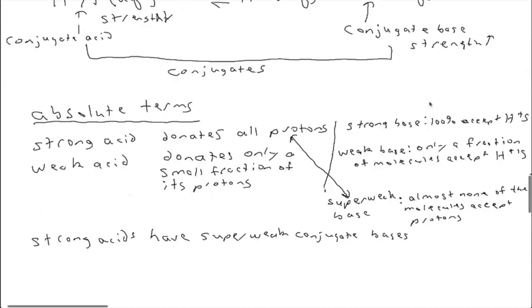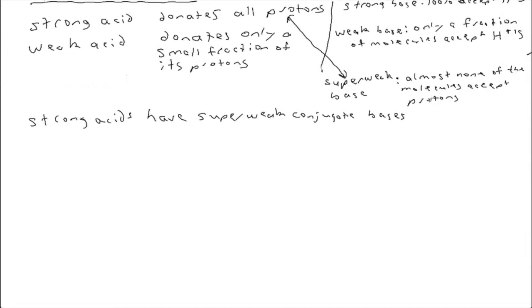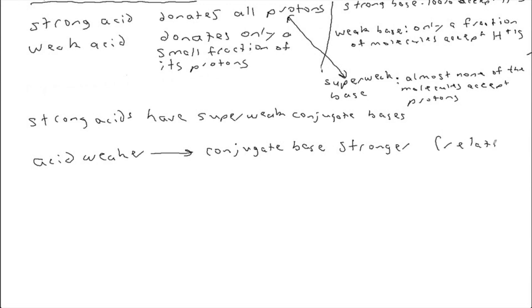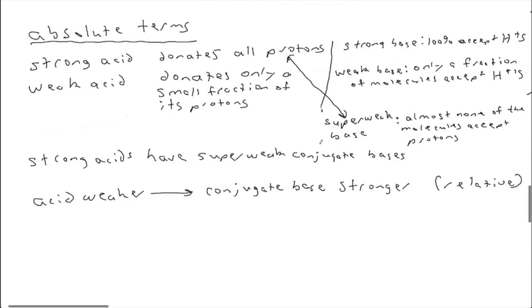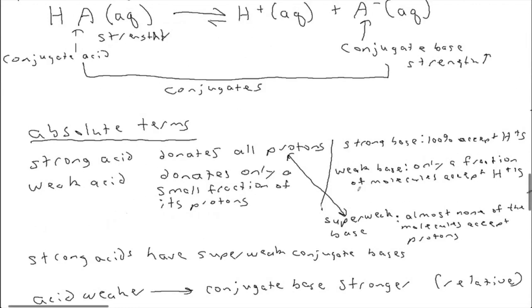So what we're seeing here is, as the acid gets weaker, the conjugate base gets stronger. These terms are used here in a relative sense. The weaker the acid, the stronger the conjugate base. That doesn't mean the conjugate base is strong in the absolute sense. That doesn't mean the conjugate base is accepting 100% of the protons. We're just saying in a relative sense, as the acid gets weaker, the conjugate base gets stronger.